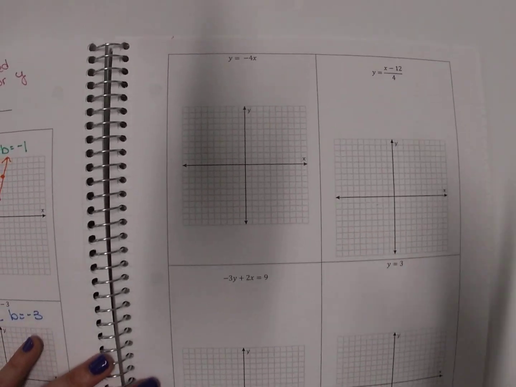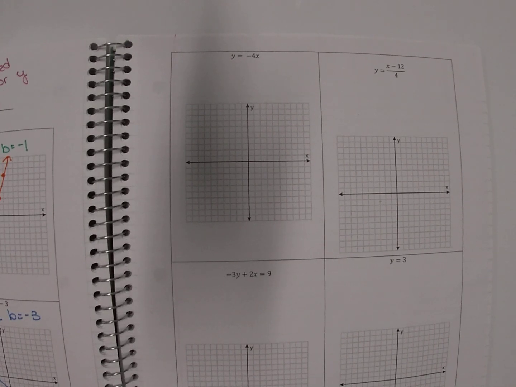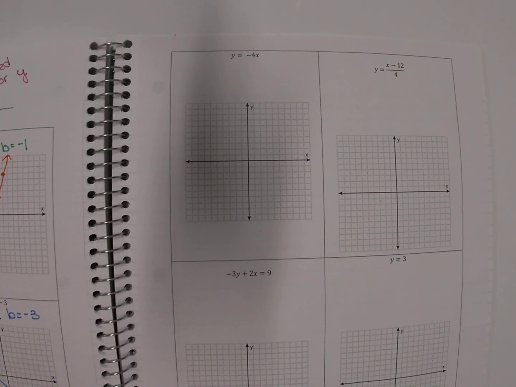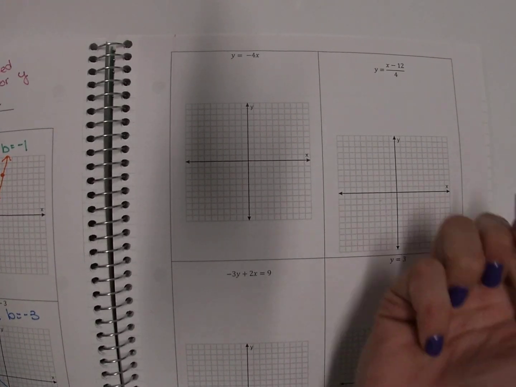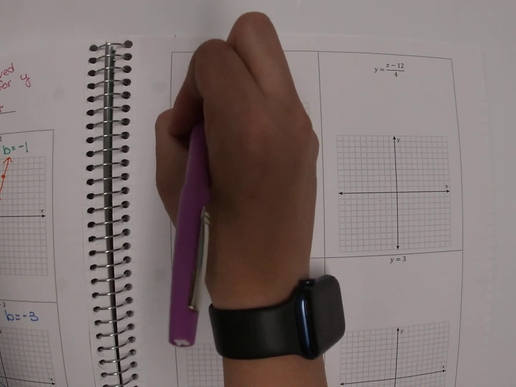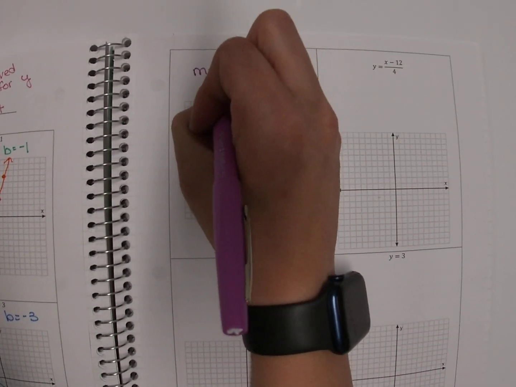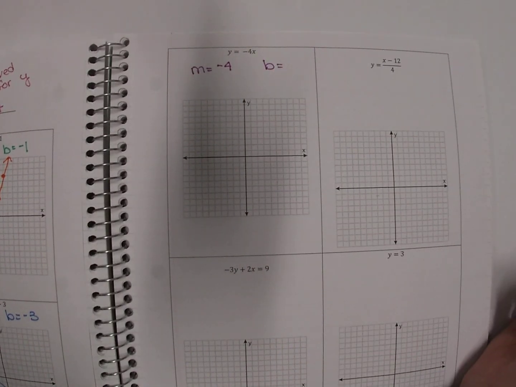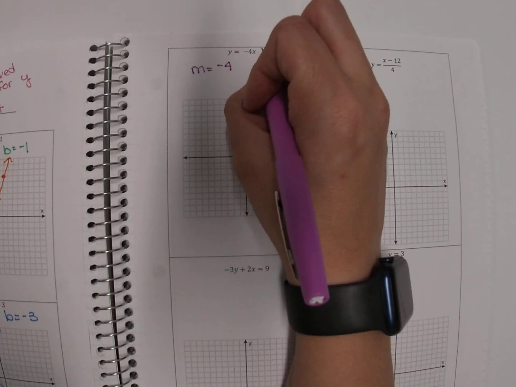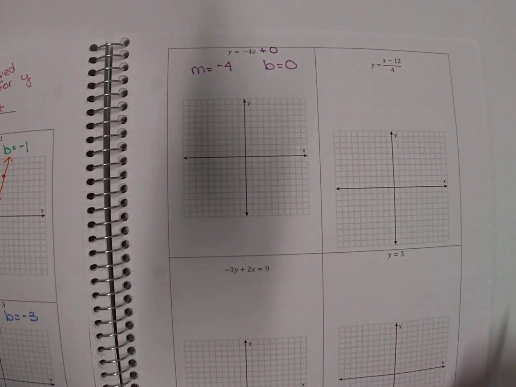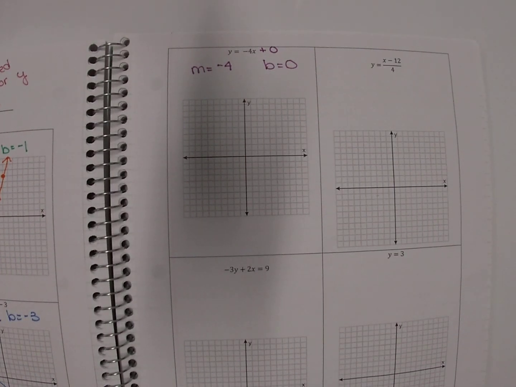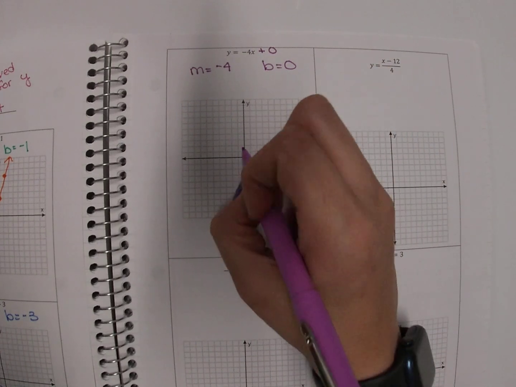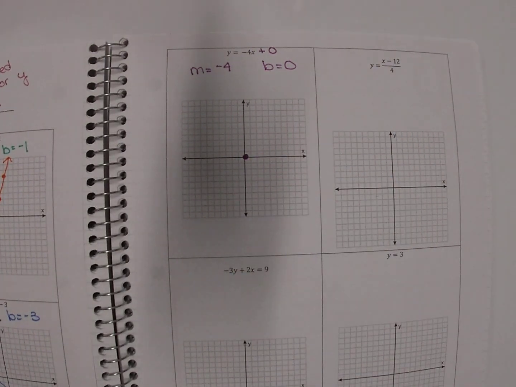Okay, so if we have y equals -4x, we have to be really careful with this one in identifying our m and b correctly. Our m is always what's in front of the x, so our m on this one is going to be -4. We don't see anything for our b, right? So this really says -4x plus 0. So our b value is going to be 0, which means we want to start on our y-intercept at 0.